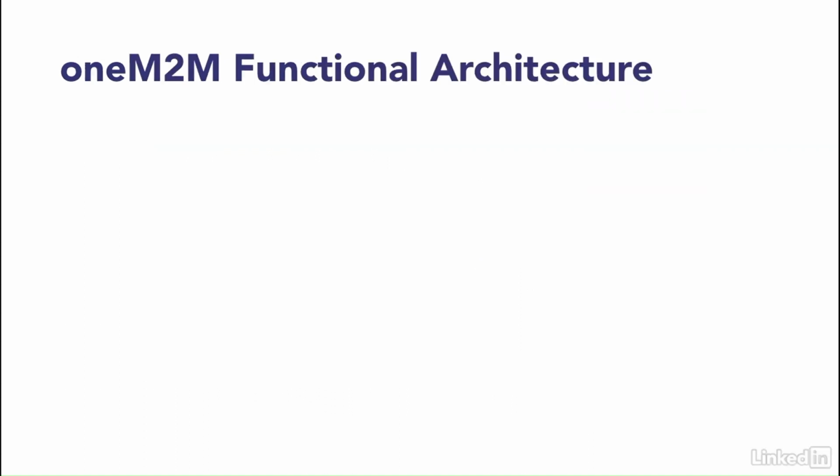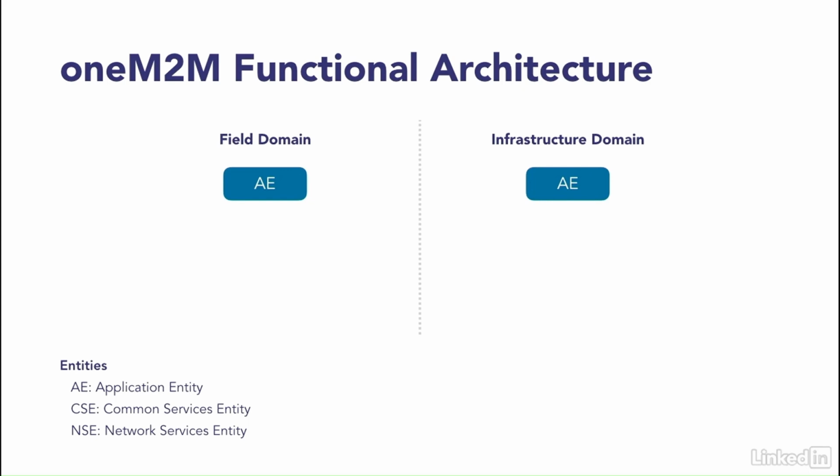Let's check the OMA functional components and their relationships in detail in the OMA functional architecture. There are 3 entities defined by the OMA standard: application entity, common services entity, and network services entity. Every end-to-end OMA application or service can be deployed into the infrastructure domain, representing the domain where the service providers provide a set of remote application or management services, and into the field domain, representing the domain containing OMA devices deployed in the field.